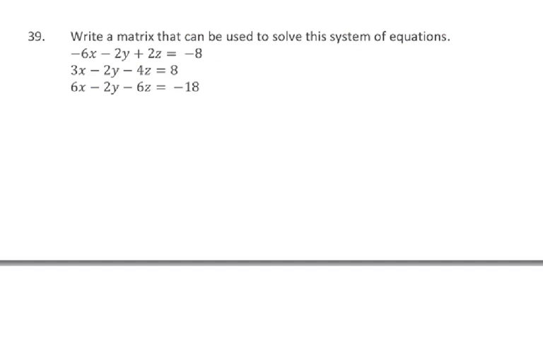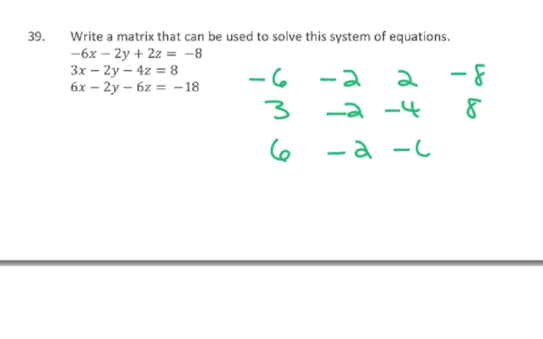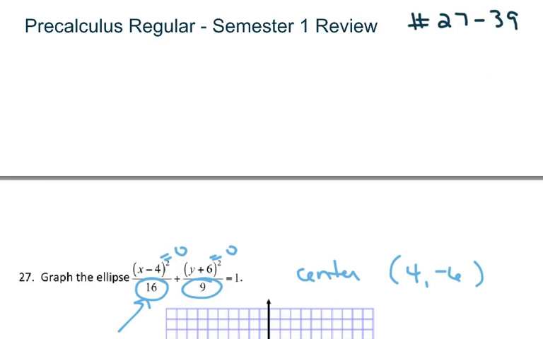And the last problem, 39, it just says write a matrix that can be used to solve the system. So it doesn't even ask you to solve it. The matrix would be negative 6, negative 2, 2, negative 8. 3, negative 2, negative 4, 8. 6, negative 2, negative 6, negative 18. And that's the Semester 1 review problems 27 to 39.